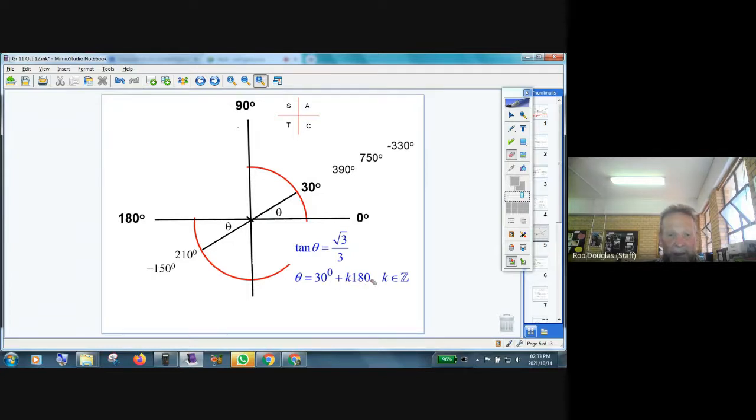So tangent's a little simpler. We just have the angle plus every 180 degrees, k times 180, k is the counting number. There's your general solution for tangent. And that's it for the general solution for tangent.